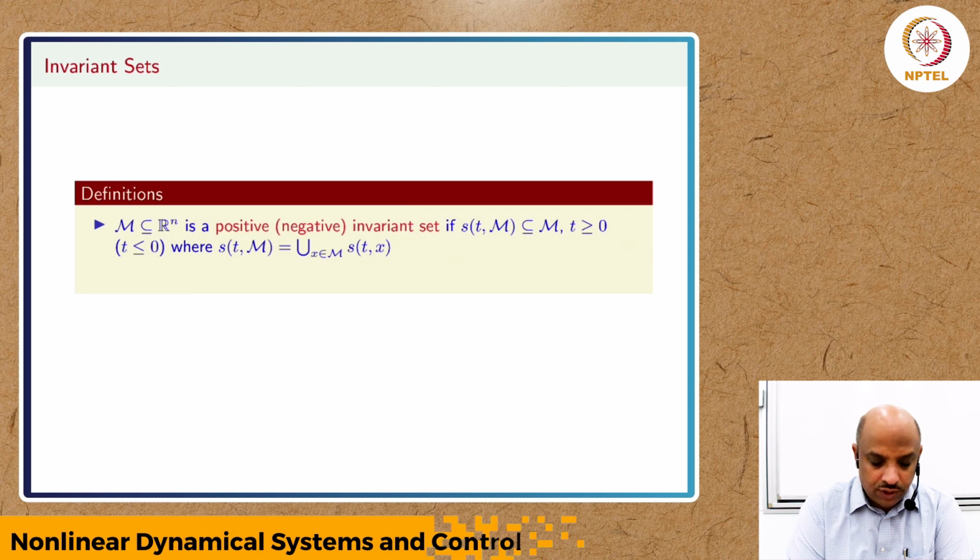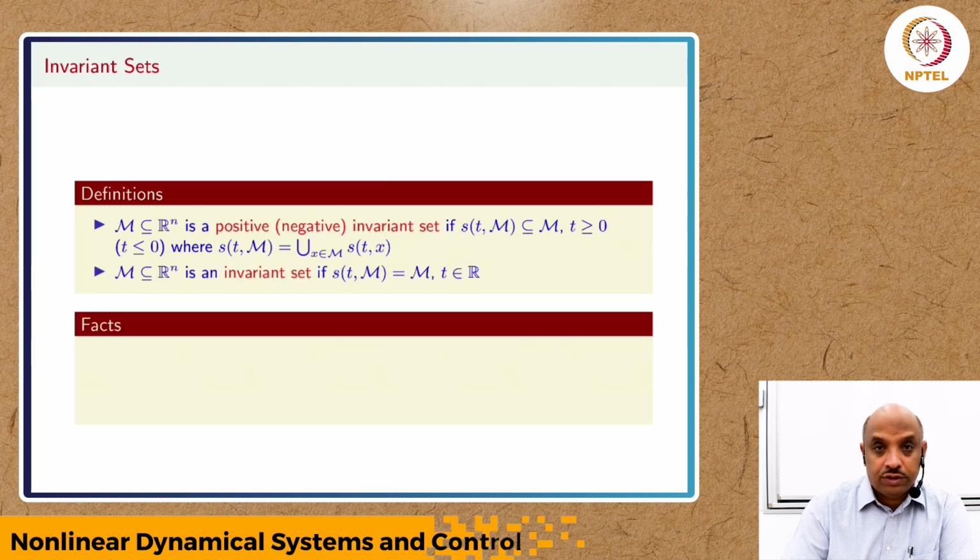We call a set positively invariant if I start in that set and then move forward and never leave that particular set. On the other hand, it's called a negative invariant set if I start somewhere and go back in time and never leave that set. And you can think of an invariant set where, essentially, for any value of time going back and forth, you still remain in the set, right?